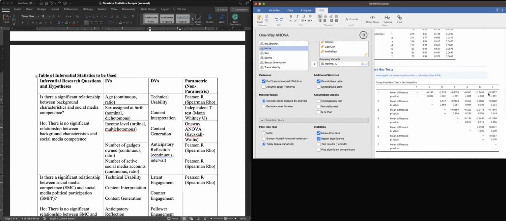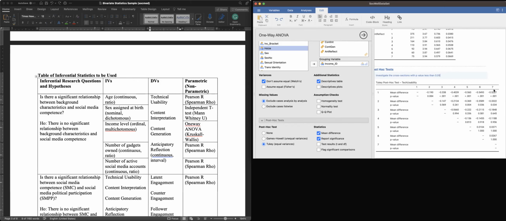Now, how do we know who is higher? You look at the sign of the mean difference. If the sign of the mean difference is negative, it means that the one on the left is smaller than the one in the column, right? So the mean of poor respondents is significantly lower compared to lower middle income, middle income, upper middle income, rich, high income but not rich, and rich.